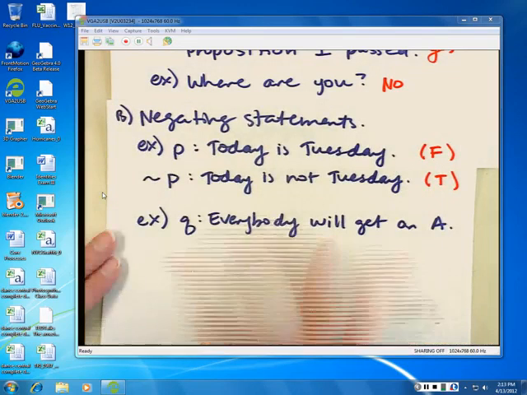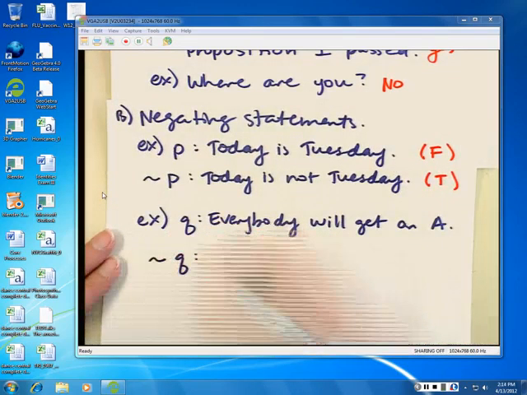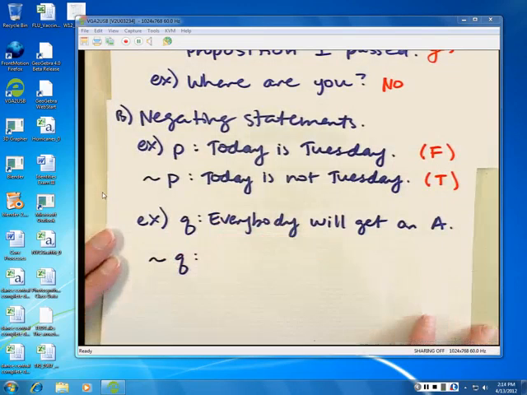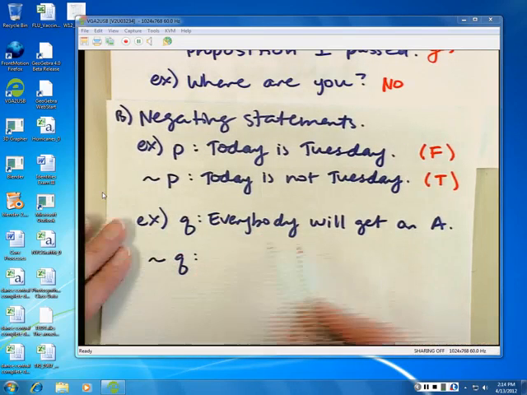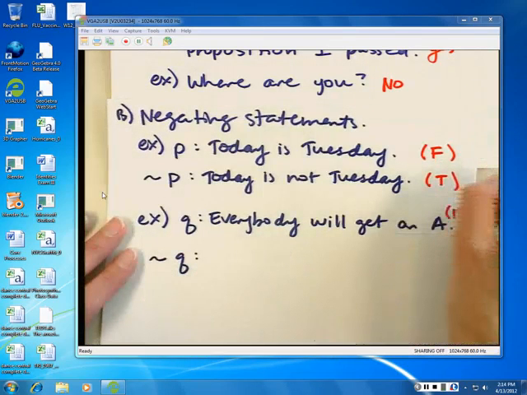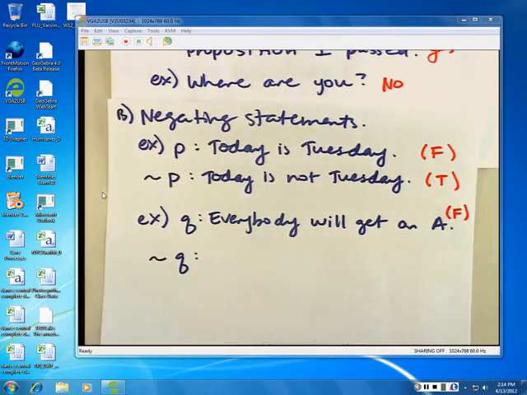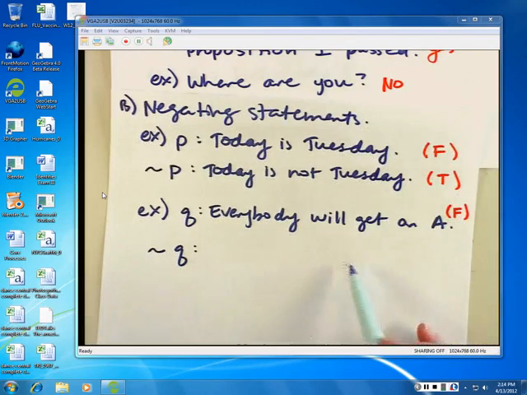If I want to figure out what the negation is, I write the tilde in front of Q. I want you to be really careful. The negation of this, so remember I said that this is actually false. Not everyone's going to get an A. Probably. So I'll just say, for the sake of our argument, that that one is false. If I want to give it the opposite truth value, that's what a negation is. I'm not going to change everybody to nobody. What I want to do is make this false.